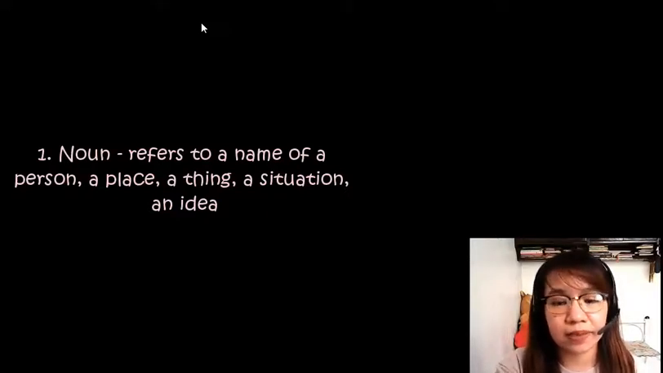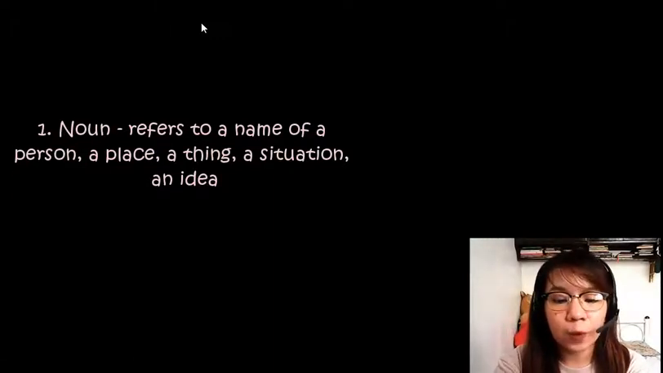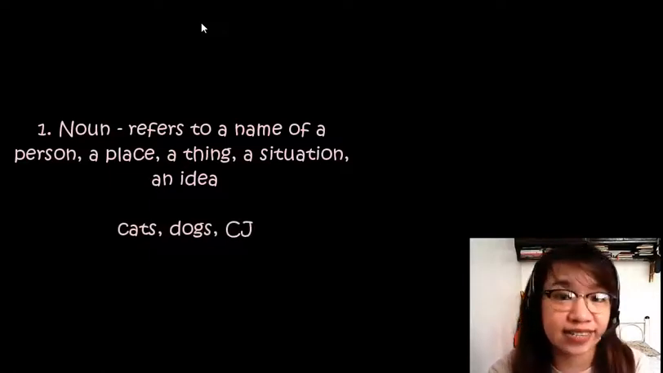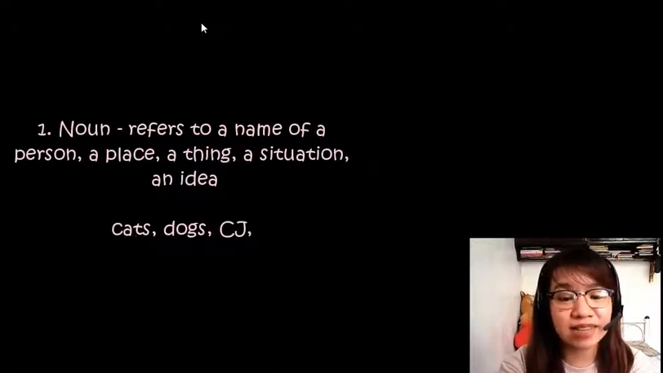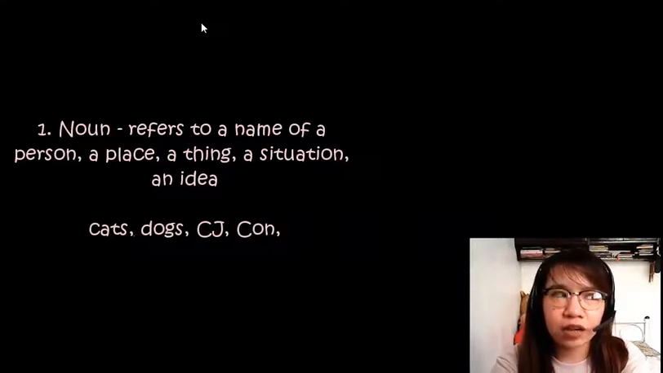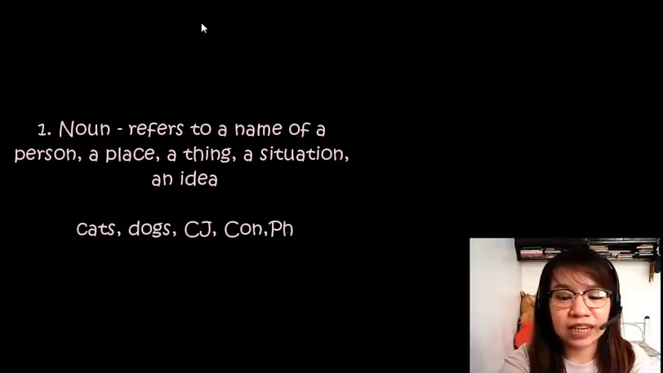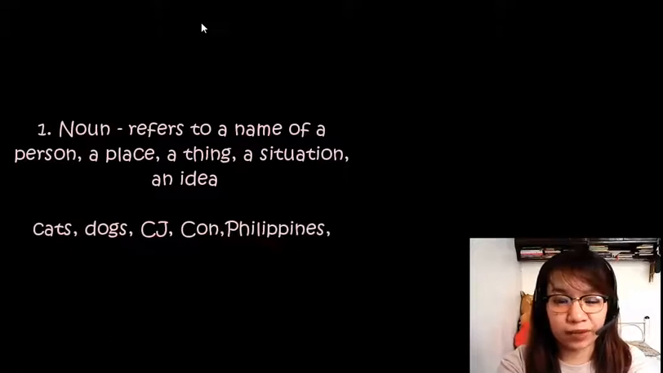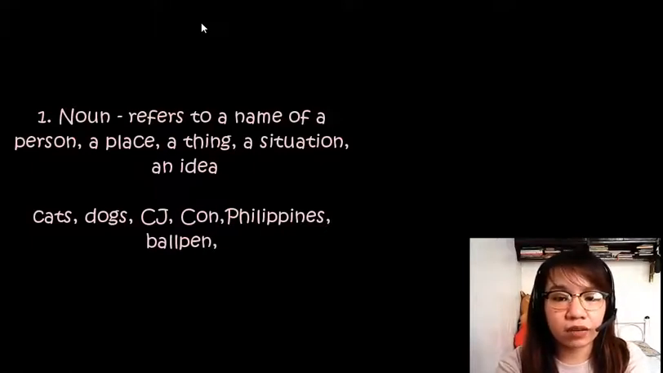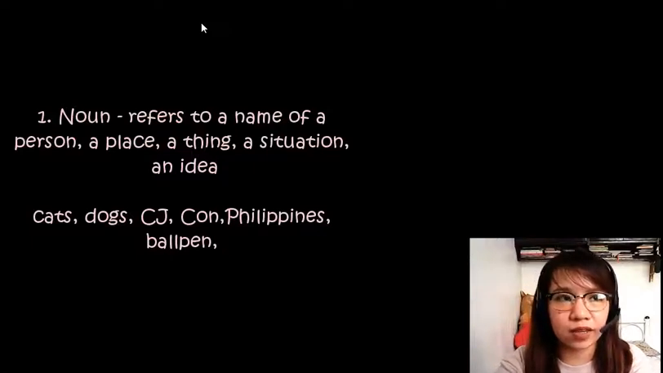So what are examples of nouns? We have cats, we have dogs. What else? My name, for example: my name is CJ, and CJ is a noun, right? And my friend's name is Con, and Con is also a noun. A name of a place, let's say Philippines, is also a noun. A thing, let's say a ball pen, is a noun. A computer is a noun. A situation, an idea, or an event, let's say a birthday, New Year's Day, Christmas, or Christmas vacation. Those are examples of a noun.